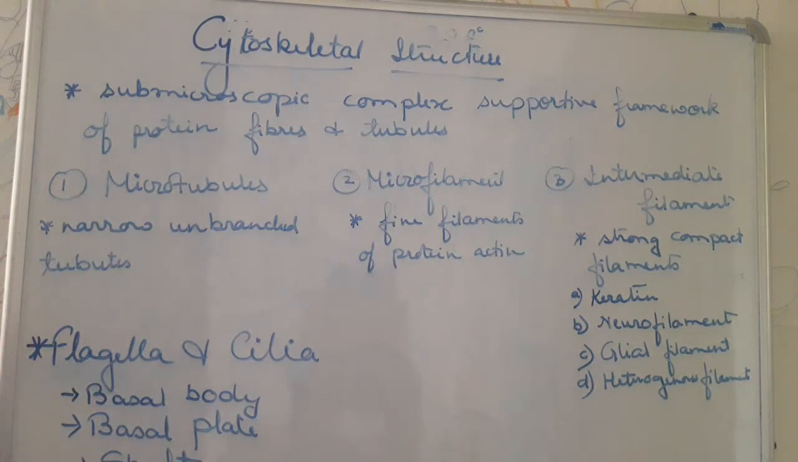Now their diameter is about 25 nanometer with a core of 15 nanometer. The wall is formed of about 13 laterally associated and helically arranged longitudinal strands which are known as the protofilaments. Okay, they are made up of alternate spirals of two related proteins called alpha and beta tubulins. So here the main protein present is the tubulin protein.